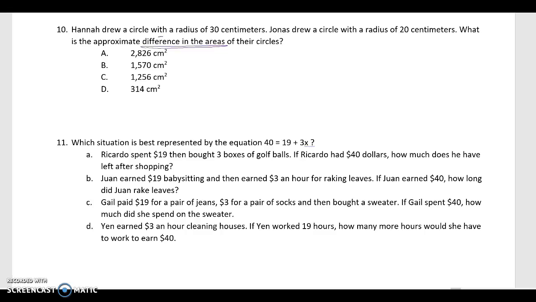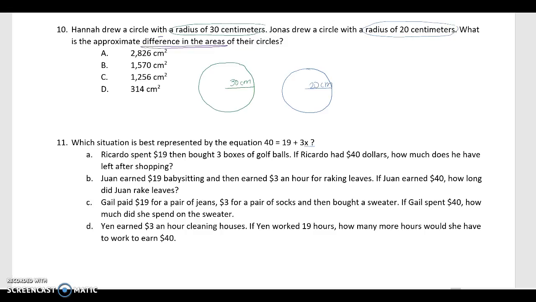So it says Hannah drew a circle with a radius of 30 centimeters. So you need to draw your circles, and they said radius. So remember, diameter cuts your circle in half. Radius goes from the center to the edge, so 30 centimeters. And then it says Jonas drew a circle with a radius of 20 centimeters. So radius of 20 centimeters. And it wants the difference in areas.